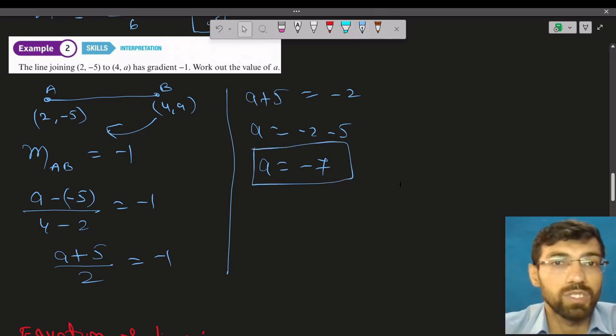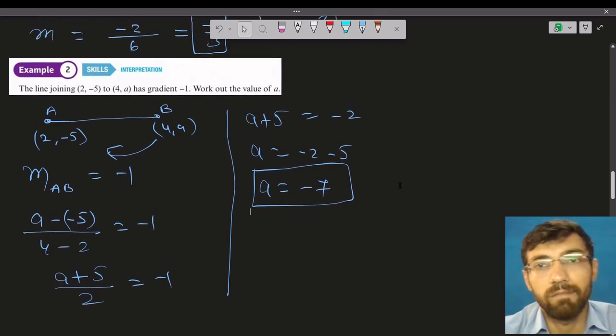Till now we have used just one formula for finding the gradient.